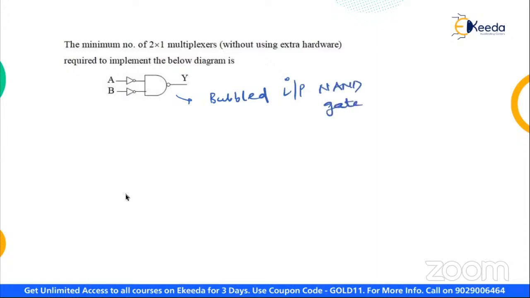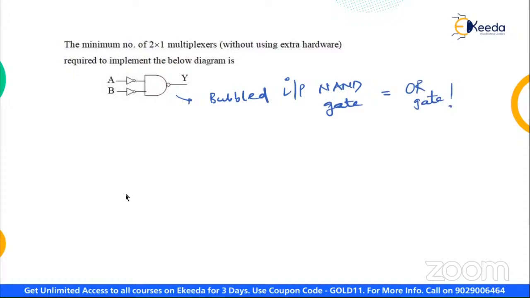Can anybody help me here to know what a bubbled input NAND gate generally is? Can anybody tell me? Come on. Let me see how many people are actually watching the videos on a regular basis. They can tell me. Very good, Vinay. Very good. This is what we call an OR gate.